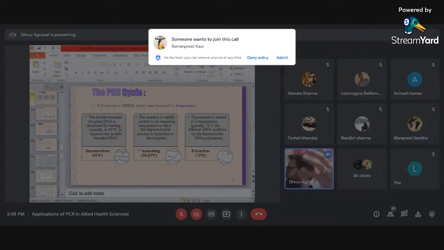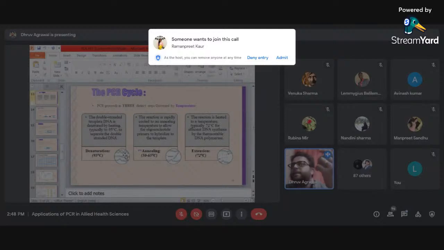So if the G and C content is high, you require a higher temperature, higher energy, because G and C are linked together by 3 hydrogen bonds. A and T are linked together by 2 hydrogen bonds. So obviously you require greater energy to break 3 hydrogen bonds as compared to 2 hydrogen bonds, right? So that's why the greater the GC content, the greater the melting temperature.